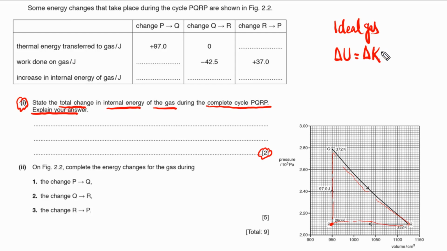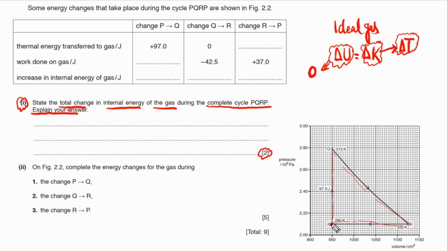And the kinetic energy of gas depends on temperature. So we can simply write down the change in kinetic energy. This depends on the change in temperature. If there is no change in temperature, it simply means that there is no change in kinetic energy of molecules, or simply we can say the change in internal energy is equal to 0. So this is the main concept we need to understand.